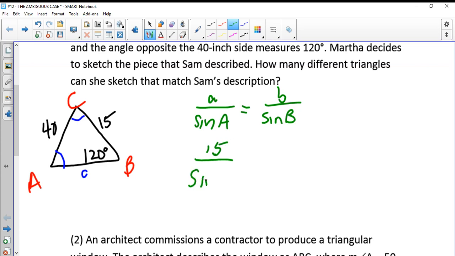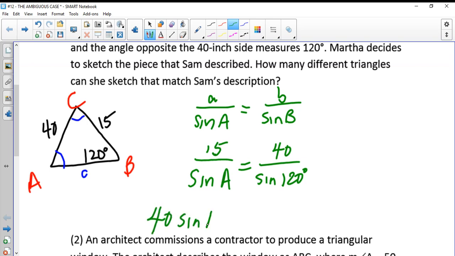And angle A is what we're trying to calculate. Little b is 40, and angle B is 120 degrees. So we're going to again calculate what the measure of angle A is. As before, we're going to cross multiply. So we get 40 times the sine of angle A equals 15 times the sine of 120 degrees.